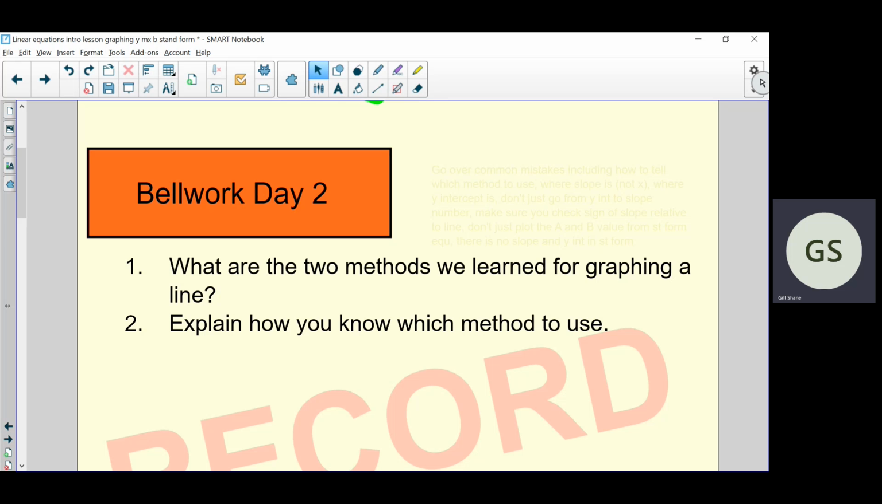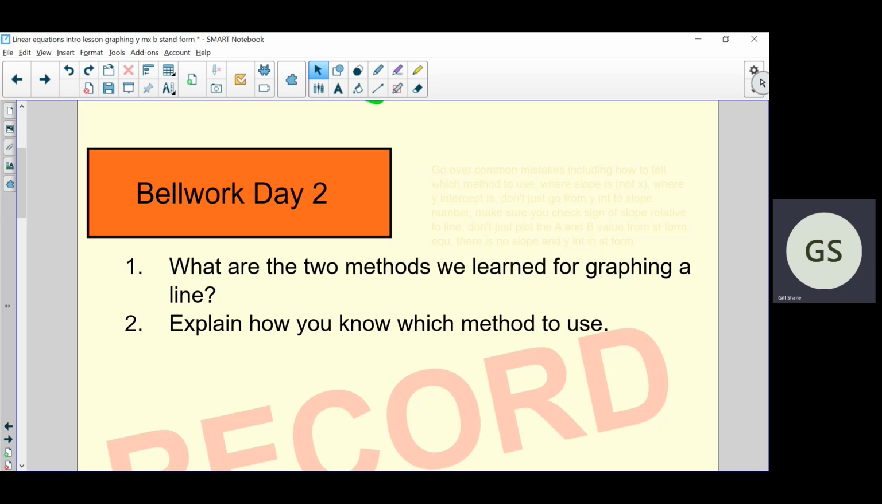So there's two methods we've learned. Here's your bell work. You can pause the video and think about what the answers would be, if you can come up with it on your own. The main question is, how do you know which method to use? The second question is the most important piece of that. Pause it, and when you're done trying to figure it out, you can start playing again. So hopefully you're back if you paused it.